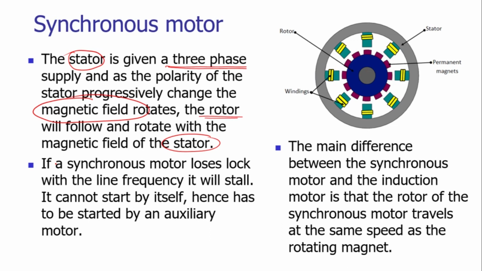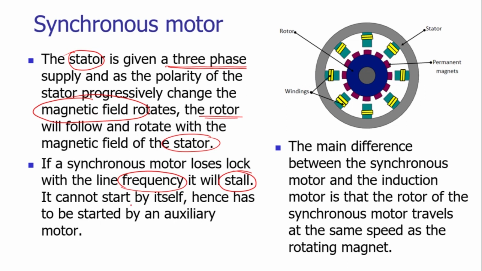Sometimes the rotor will lose the lock with the line frequency. So it may also happen that the rotor will lose the track, it will lose the synchronization with the stator winding rotation. It is losing the synchronization with the rotating magnetic field provided by the stator winding. So in this case, the motor will get stalled, it will get halted. So it cannot start by itself. It doesn't have that facility.